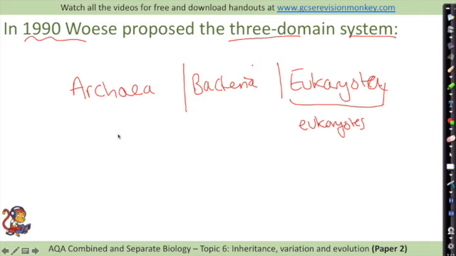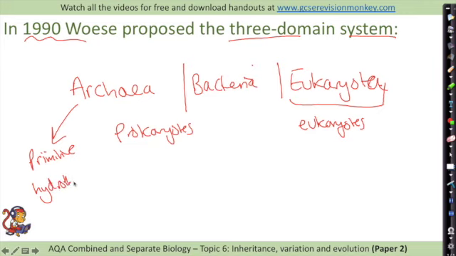They're both prokaryotes. The archaea contains primitive organisms, like those ones that live in hydrothermal vents and places such as that, so those kind of extremophiles. Then we've got the bacteria and the eukaryota, and then underpinning that you would then order them into kingdom, phylum, class, order, etc., all the way down to genus and species.